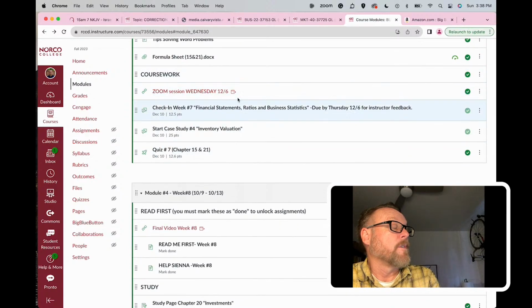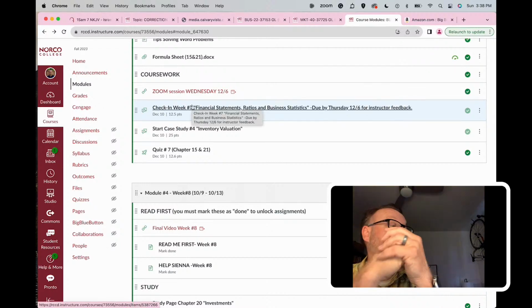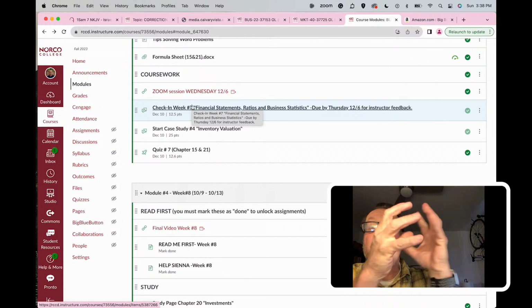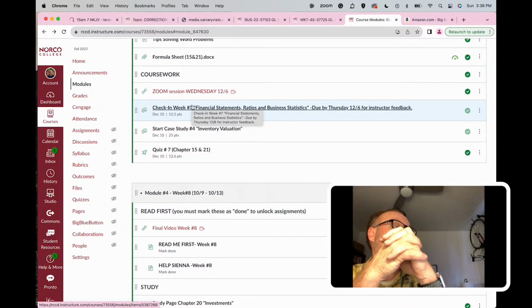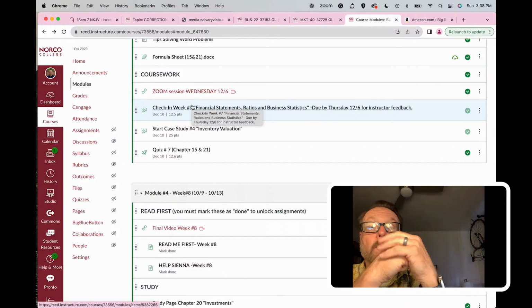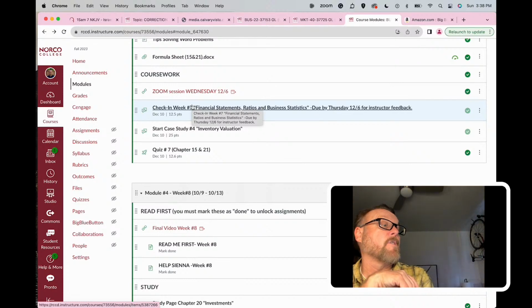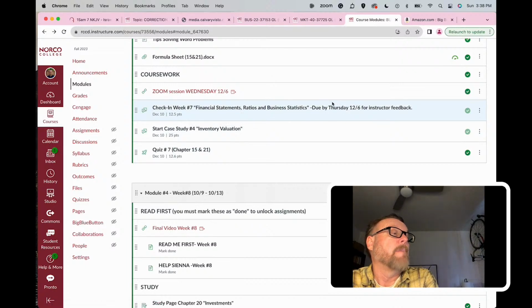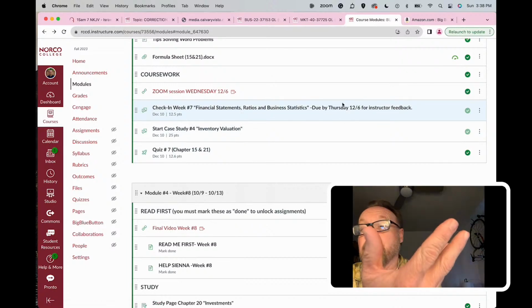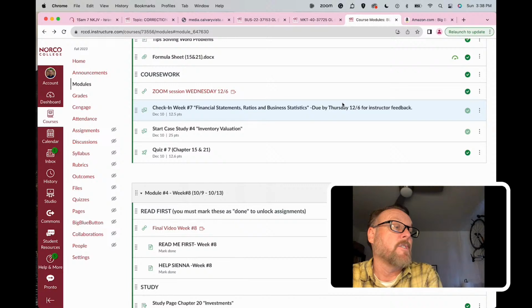Here's the Zoom session. If you want to join me on Wednesday, you can. And then, of course, you have your check-in assignment. Your check-in assignment is, again, helping Sienna. She has some questions about her financial statement and the health of her business, as well as some statistical questions to answer. So you're going to help her do that by doing the check-in assignment. It's due on Thursday if you want feedback from it. If you don't want any feedback, then it's not due until next Sunday.